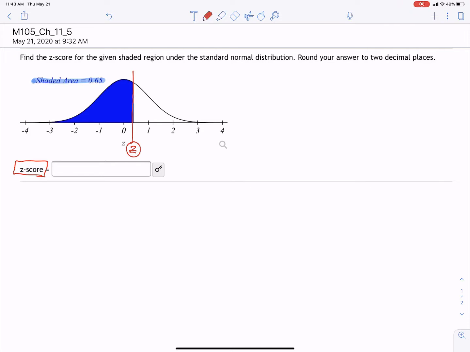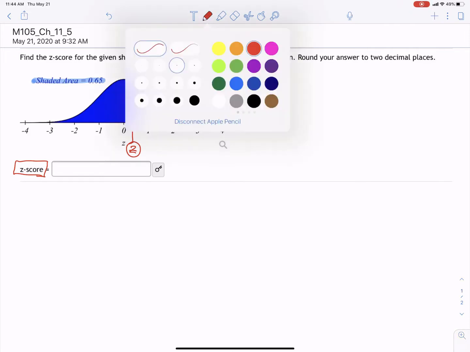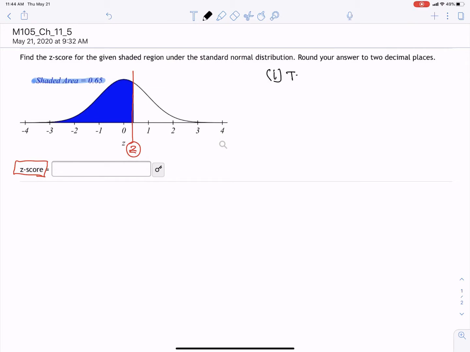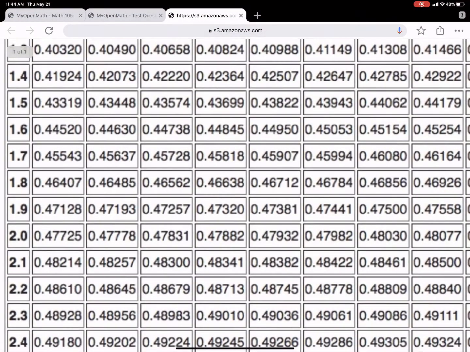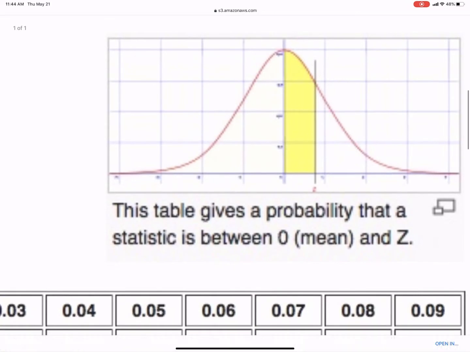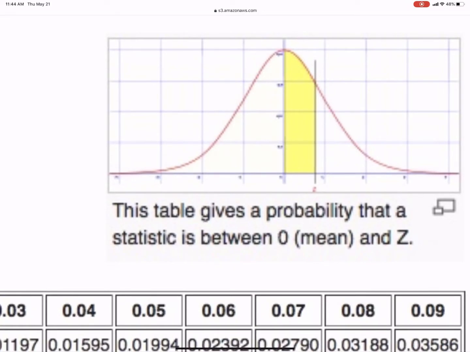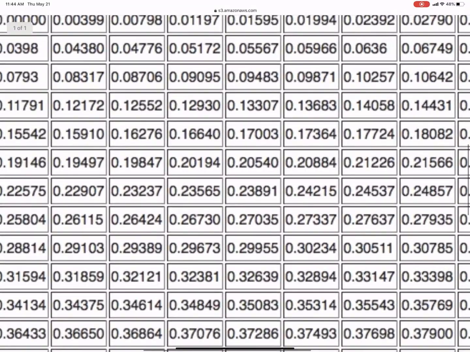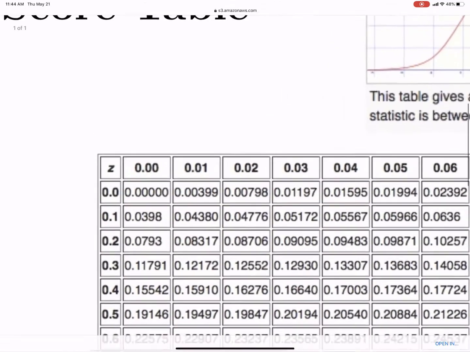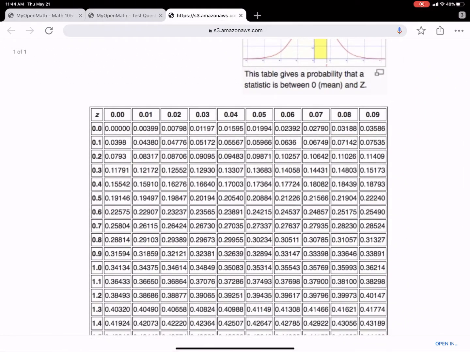Now, there are a couple of ways to do this. The first way is we can use the table. If we use the table, then we're given, remember, area from the mean. So we're given this area from the mean, and we have to search through this table of values and find a corresponding z-score, which would be in the top row or first column.